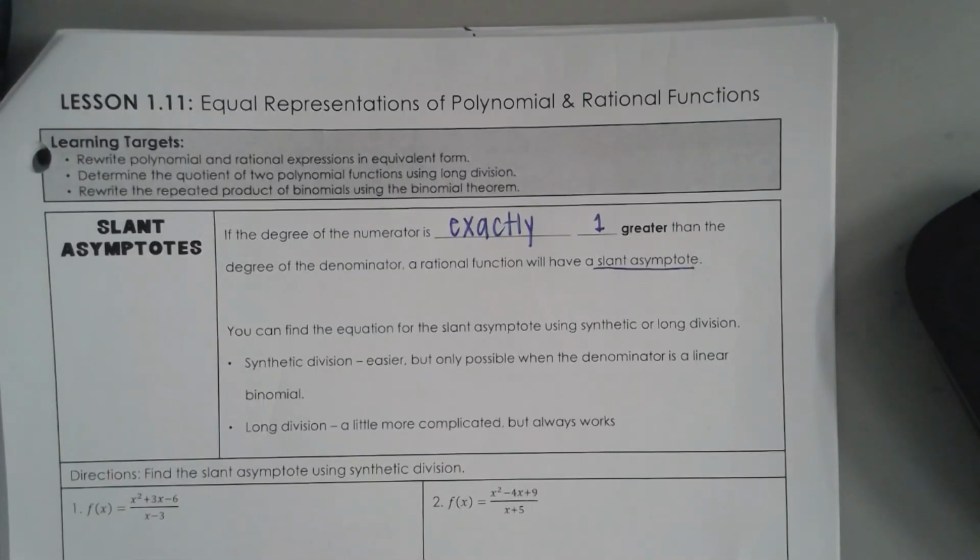If you have an x to the 4th over x squared, no slant. It's only when it's exactly 1. If you have x to the 7th over x to the 6th, slant asymptote.